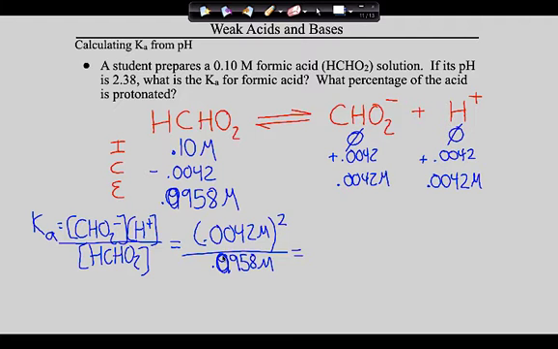That's right. Okay, so now, guys, let's do the math. 0.0042, square that, then divide that by 0.0958, and we get 1.8 times 10 to the negative 4th. That Ka doesn't have units. There are no units on K. What do you think, guys? Right, and so we're not done.